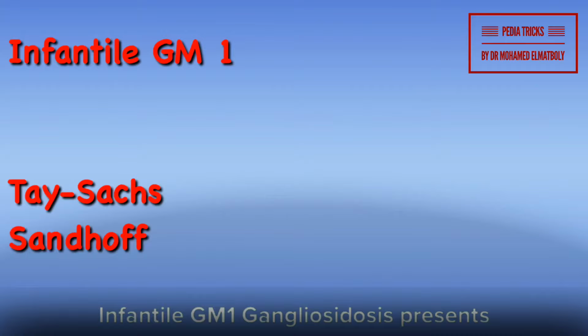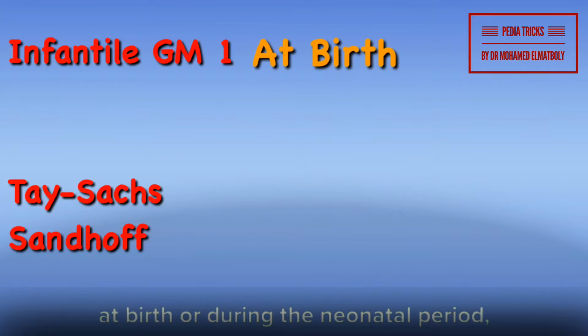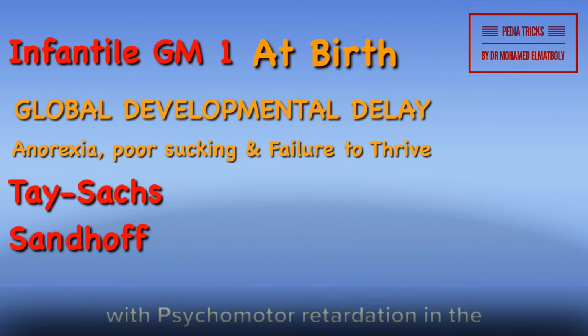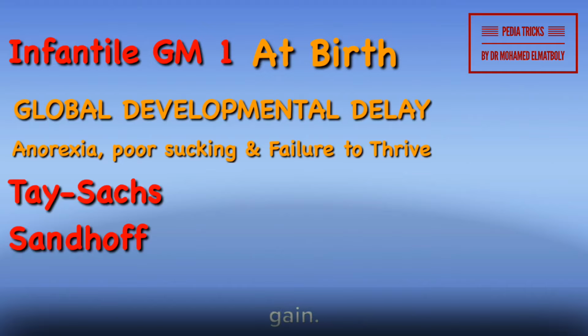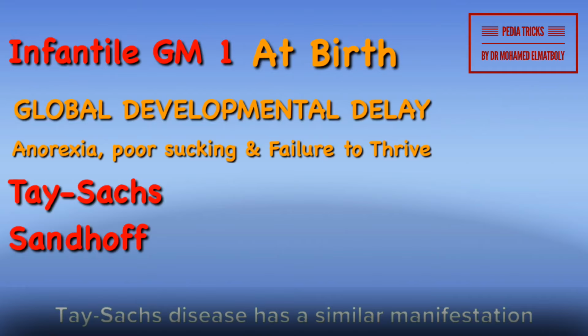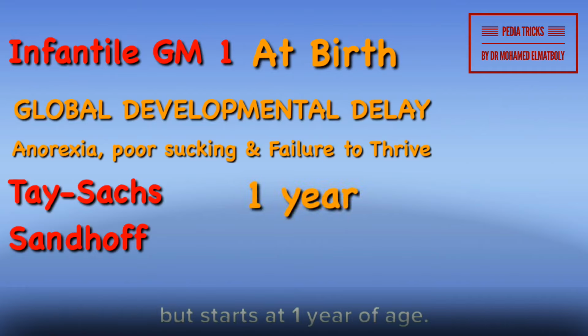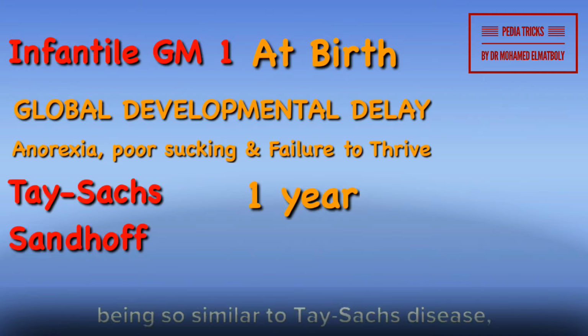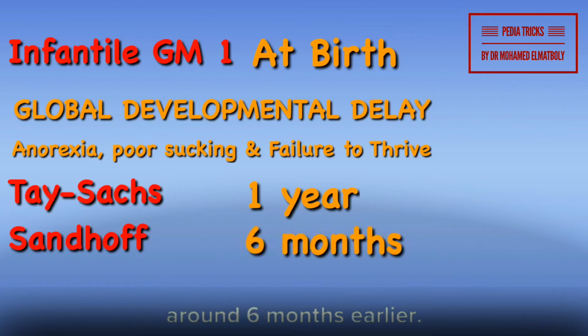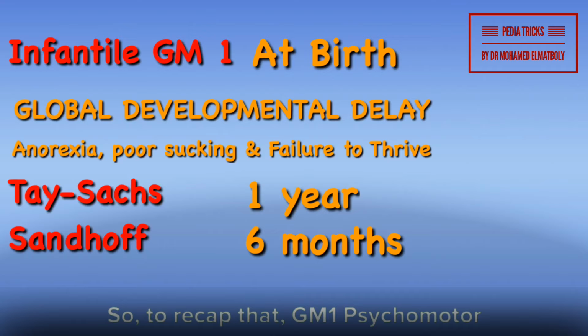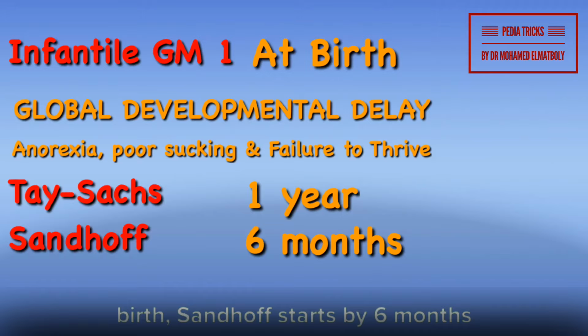Infantile GM1 gangliosidosis presents at birth or during the neonatal period, with psychomotor retardation in the form of global developmental delay, and as a consequence of that, anorexia, poor sucking, and inadequate weight gain. Tay-Sachs disease has a similar manifestation but starts at 1 year of age. On the other hand, despite Sandhoff being so similar to Tay-Sachs disease, it presents milder, and around 6 months earlier. So, to recap that, GM1 psychomotor retardation starts at or just after birth, Sandhoff starts by 6 months of age, and Tay-Sachs by 1 year.